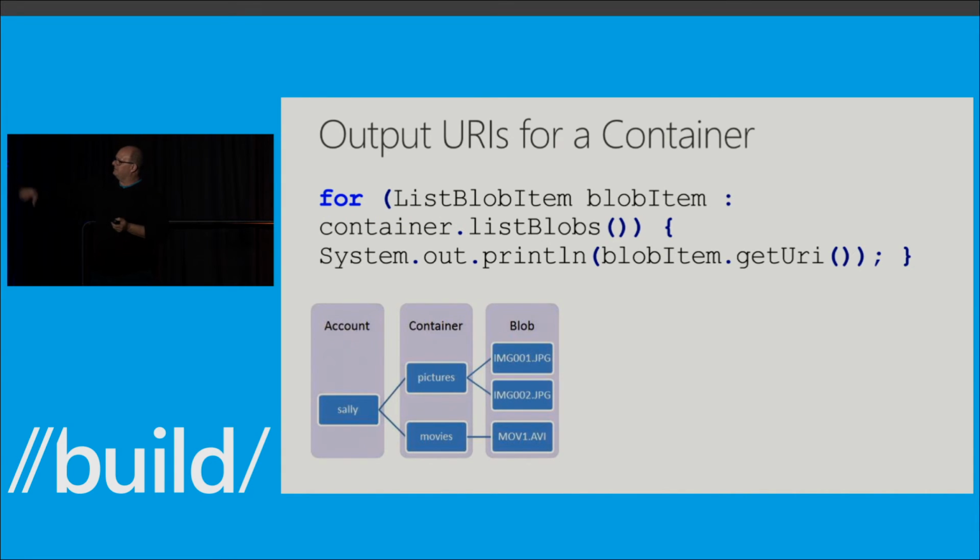So then you have a for loop. The for loop lists the blob items, lists the blobs, and prints them out to whatever the output is set to at that moment. And it's going to give you a URI as a result of each one of these iterations as you go through the for loop.